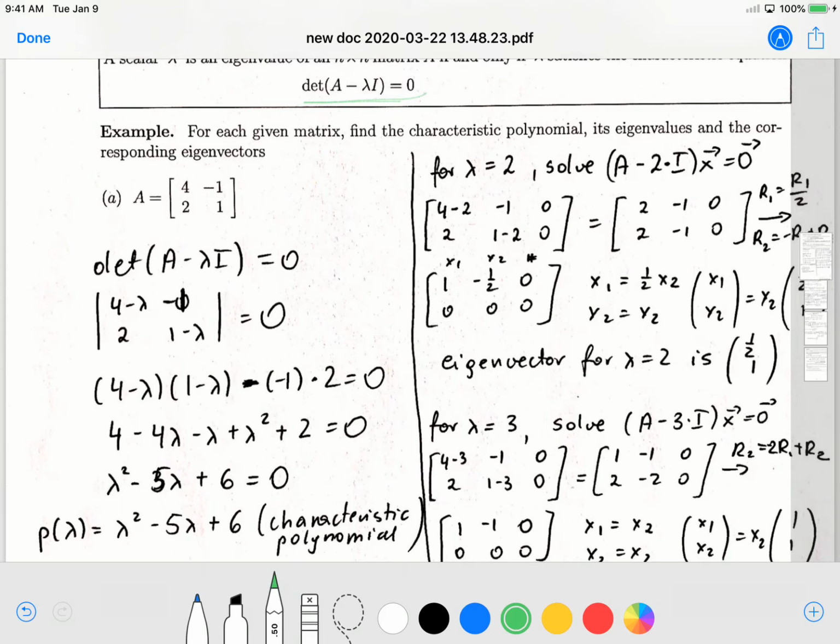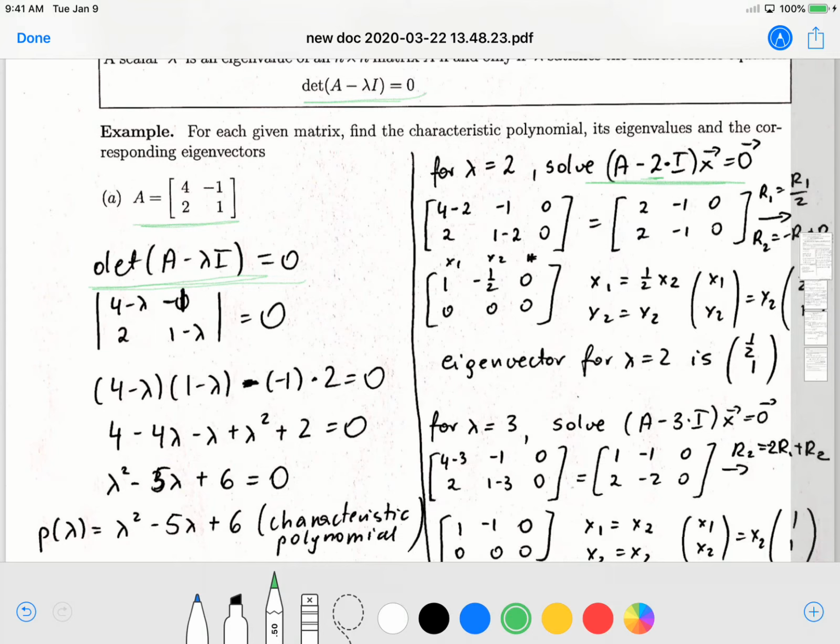For each given matrix, find the characteristic polynomial, its eigenvalues, and the corresponding eigenvectors. To find the eigenvalues, we set up that the determinant of this matrix must be 0. That's how we find the eigenvalues. And for eigenvectors, we will solve the equation A minus lambda I times x equals 0. We need to have the eigenvalues already for a non-zero vector x.